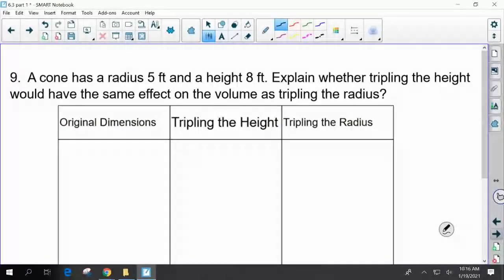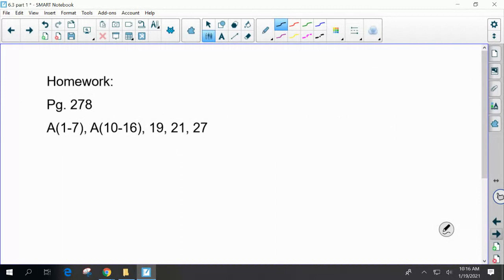Okay. For your assignments, I would like you to label this page 278 number 1 because you will have another page 278 assignment tomorrow.